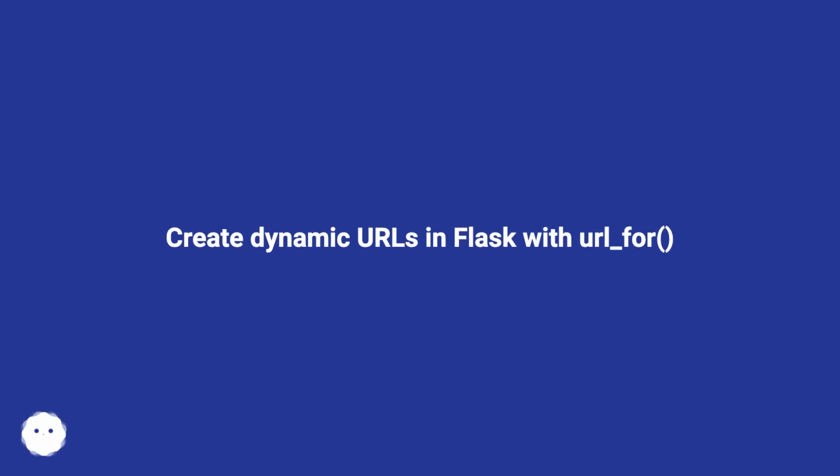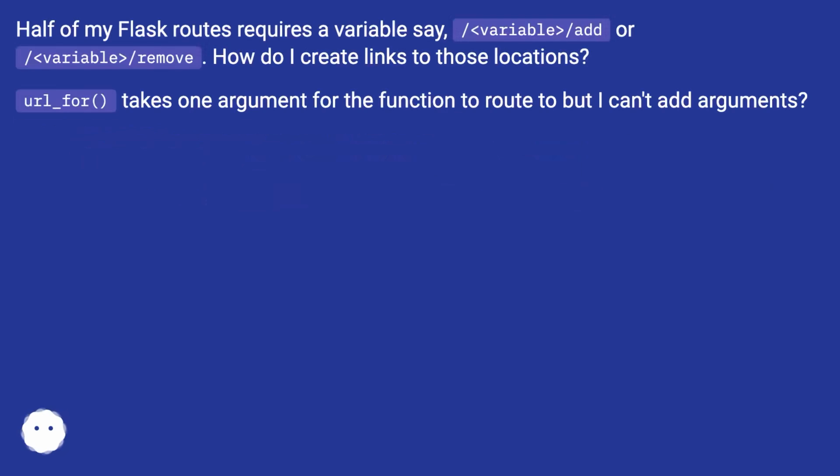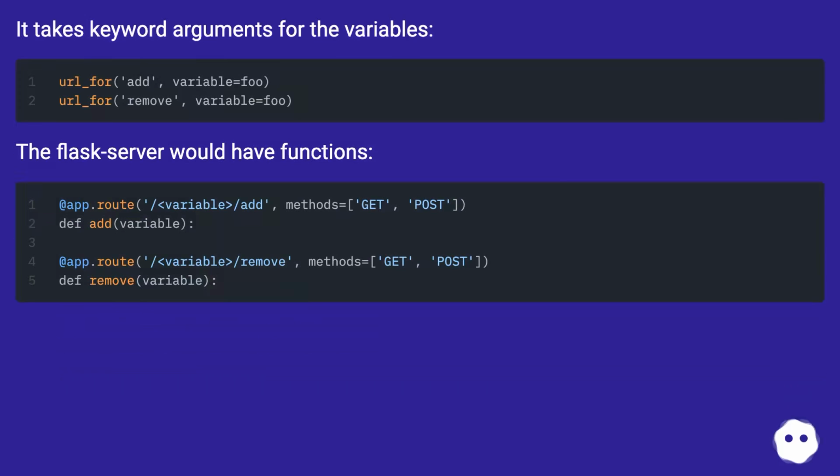Create dynamic URLs in Flask with url_for. Half of my Flask routes require a variable, say /add or /remove. How do I create links to those locations? url_for takes one argument for the function to route to, but I can't add arguments. It takes keyword arguments for the variables.